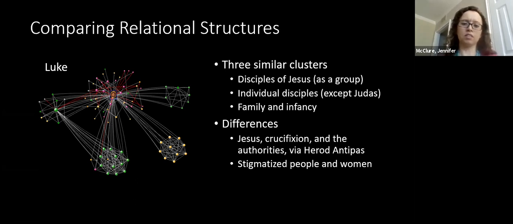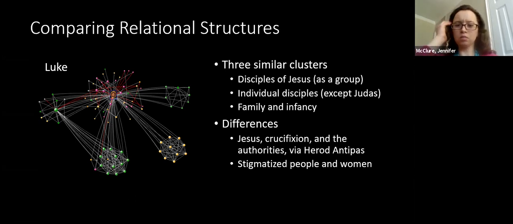Another key difference in Luke's network is that Luke's network includes a significantly higher number of stigmatized people and women than Matthew's or Mark's. And this reflects insights of other biblical scholars about how Luke has a stronger emphasis on people who are excluded and on women. And so we see both of these groups showing up more in Luke.